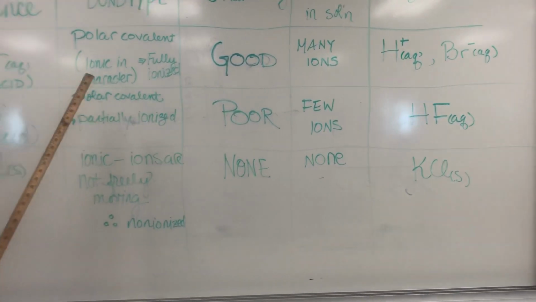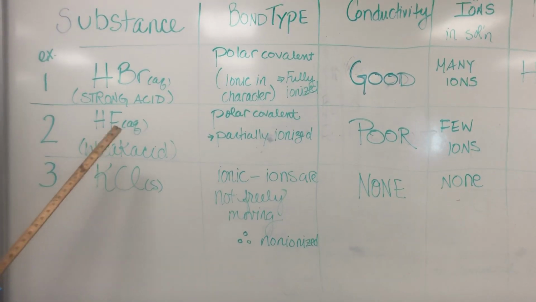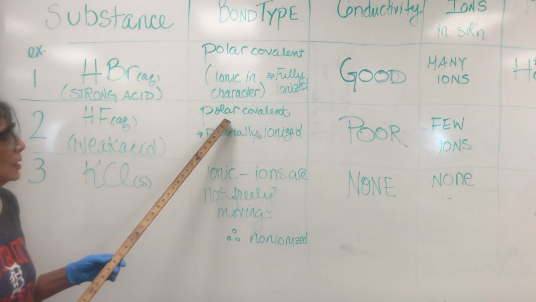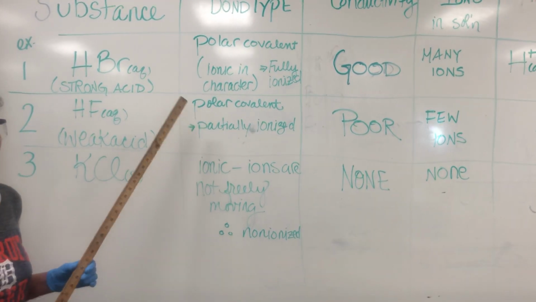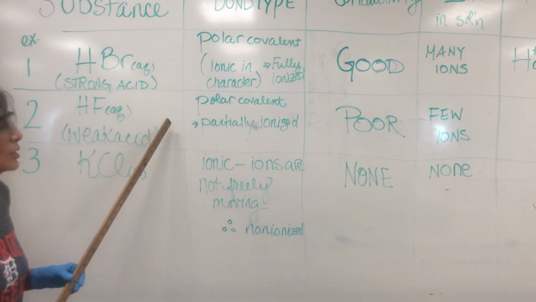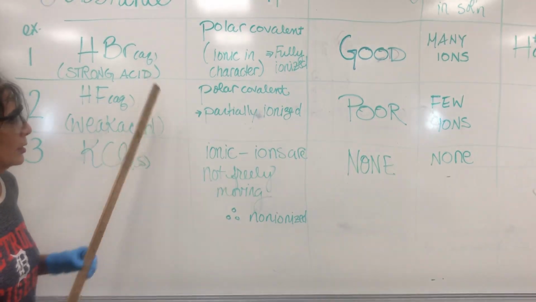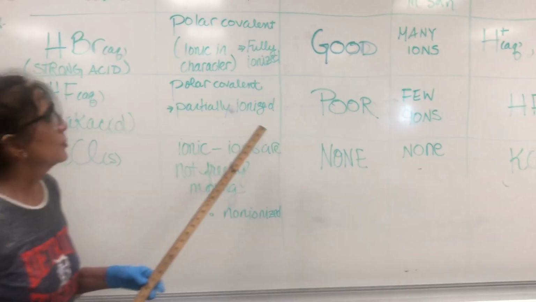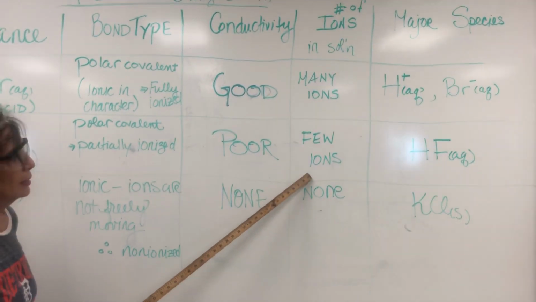Coming back to a weak acid, hydrofluoric acid, it's weak. It is still polar covalent, but it's not very ionized. It's only partially ionized because if you recall the definition of a weak acid is partially ionized and strong acid is fully ionized. That is the difference between a strong and a weak. So we expect poor conductivity. The reason being there are few ions.